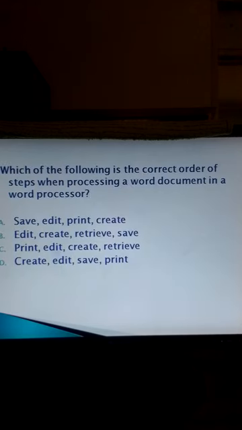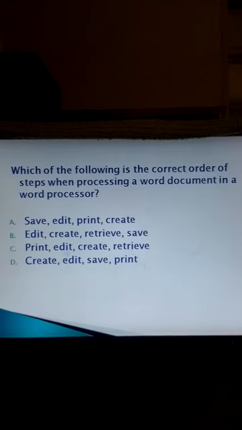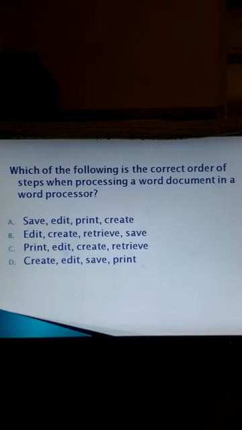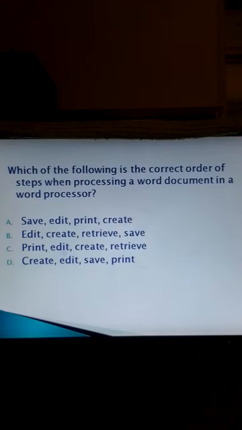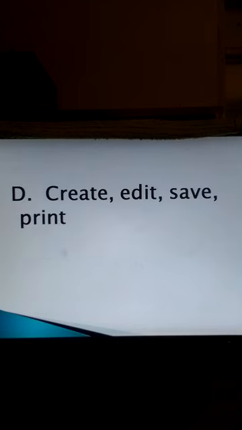Which of the following is the correct order of steps when processing a Word document in a word processor? A, save, edit, print, create. B, edit, create, retrieve, save. C, print, edit, create, retrieve. And D, create, edit, save, print. The answer is D. You create a document, you edit what you have typed, you save, and then you can print.